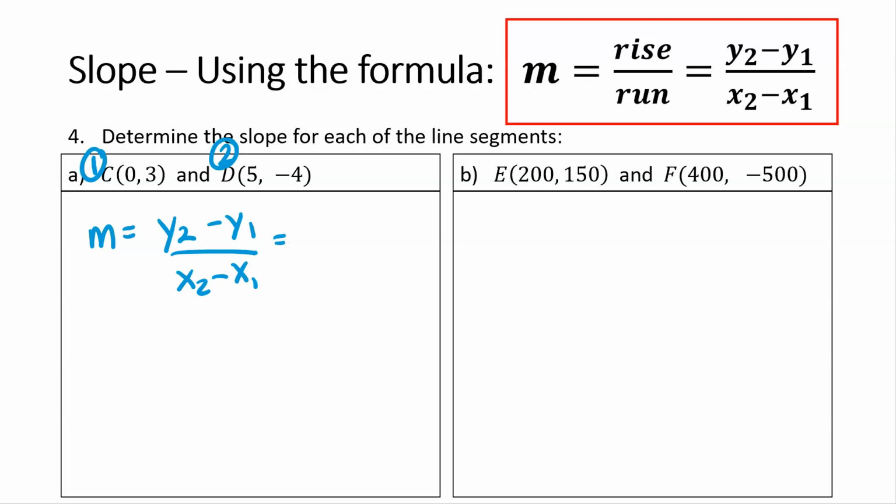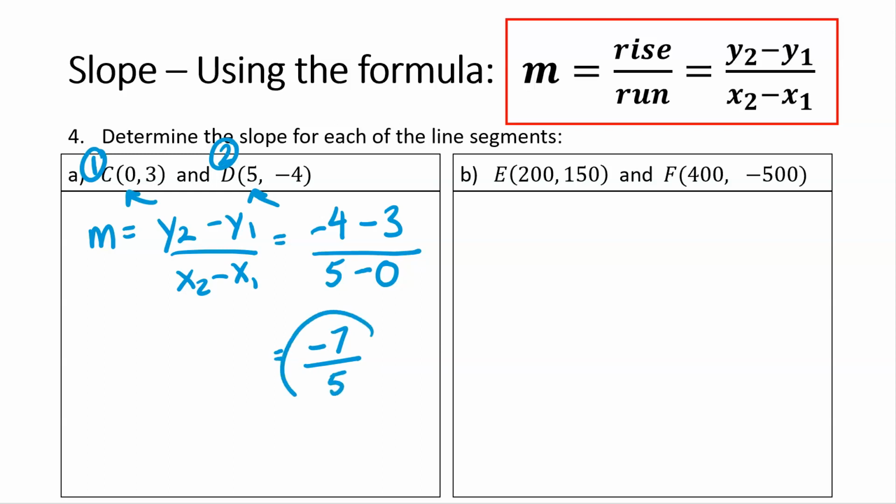So, y2, it's your y value of your second point, that's negative 4, minus y1, which is your y value of your first point. Divide that by your x value of your second point, 5, minus the x value of your first point, 0. So you'll have negative 4 minus 3, which is negative 7, divided by 5 minus 0, which is 5. So your slope would be negative 7 over 5.